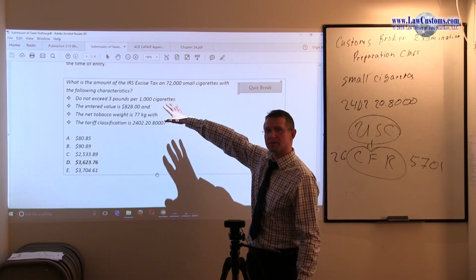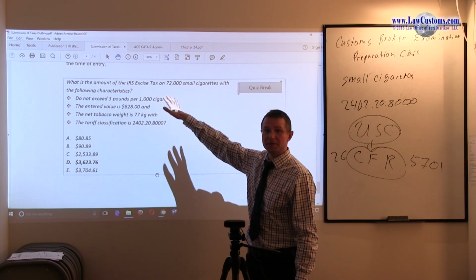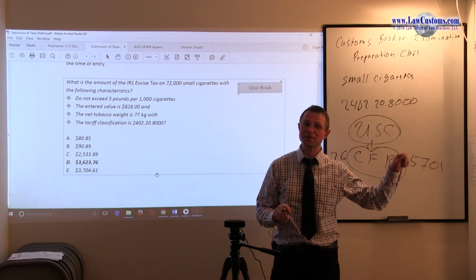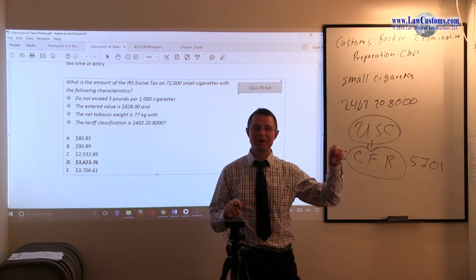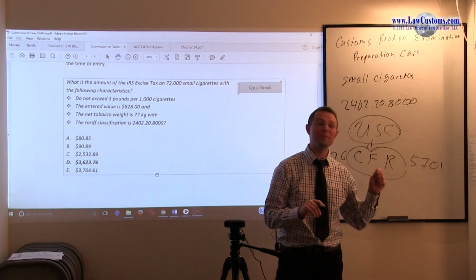Note that when you see the word excise tax, most likely it is the mandatory tax, and if you see that word, your fingers should automatically go to that CATAIR outline or CATAIR printout that you must bring to the customs exam appendix.